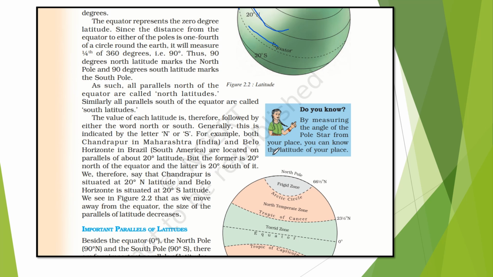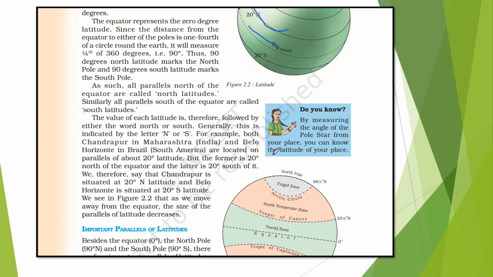For example, both Chandrapur in Maharashtra in India and Belo Horizonte in Brazil, which is in South America, are located on parallels of about 20-degree latitude. But the former is 20 degrees north, that is, Chandrapur is 20 degrees north of the equator, and the latter, Belo Horizonte in Brazil, is 20 degrees south of it. They have the same degrees, but the direction is different. So we say that Chandrapur is situated at 20-degree north latitude and Belo Horizonte is situated at 20-degree south latitude.